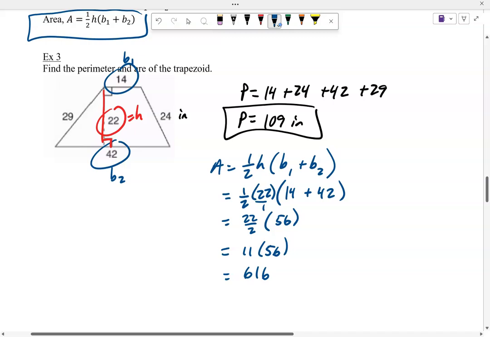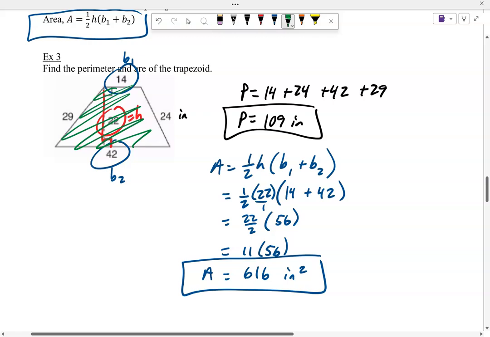And this will, again, be units squared. So in this case, it's inches. Inches would be squared. And that's the area in green, right? How much paint I would need to paint that.